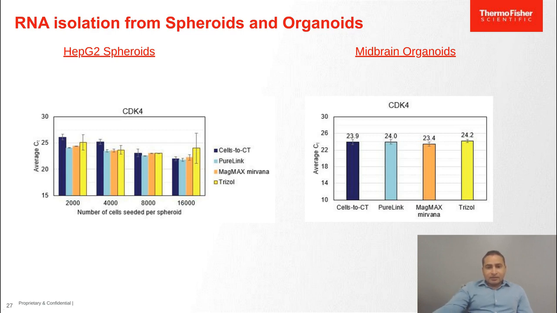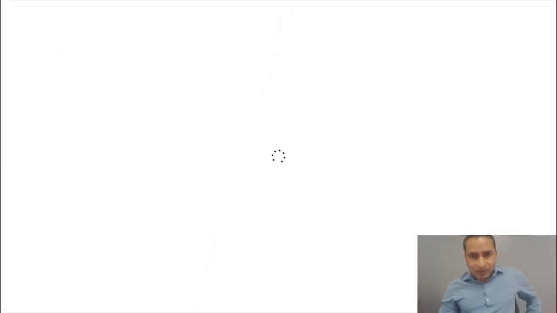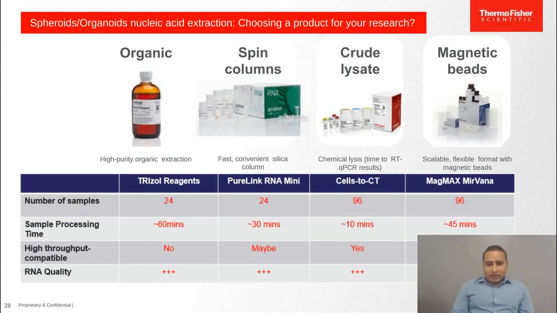It is also critical to completely remove PBS from the samples to increase lysis efficiency, particularly for cells-to-CT. And again, deciding which method you should choose for your research needs also depends on what your downstream analysis would be. So how do you choose a product for your research? How do you decide which ones to go with?